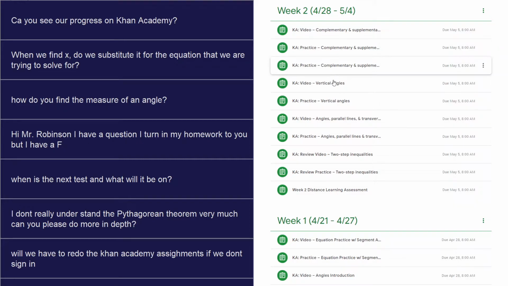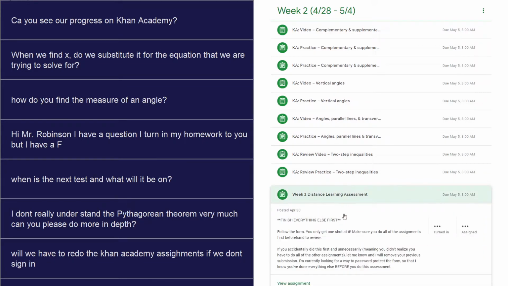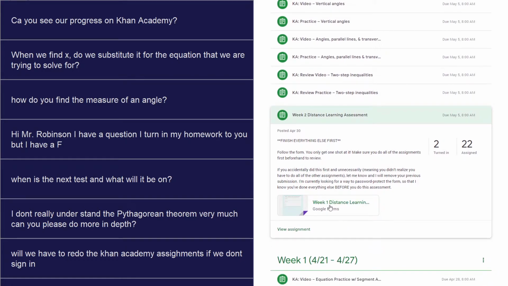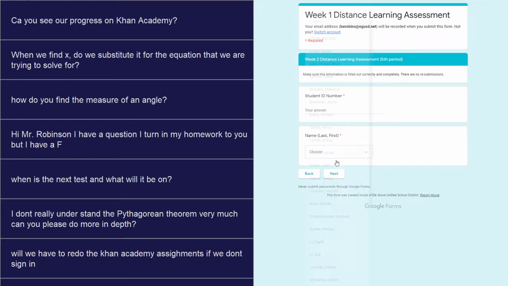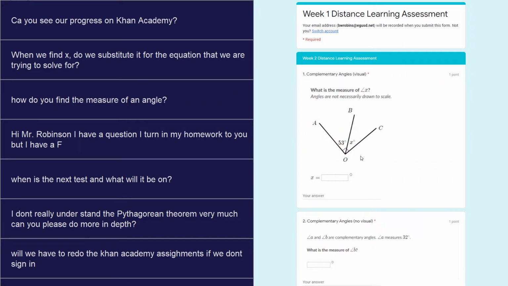Now, I actually taught you most of what Khan probably taught you in the how do we find the measure of an angle question. So you might know now how to do all these things. And if we look at the assessment here, make sure you finish everything else first. But if you look at the assessment, sorry, I'm going to steal a name here. Let's go 5th period, steal a name, and type in an ID number. And then let's look at some of the questions.